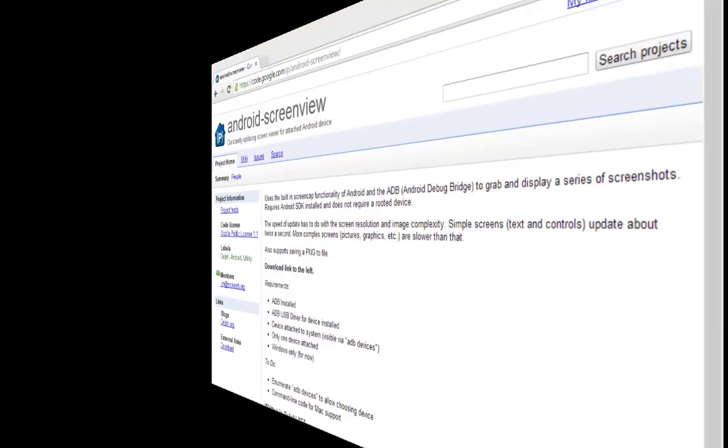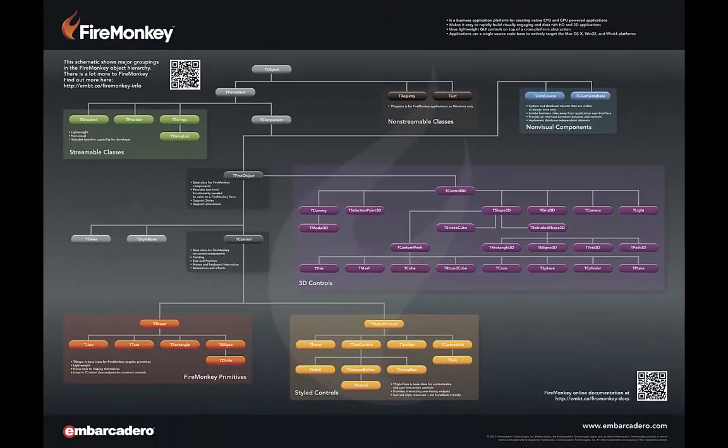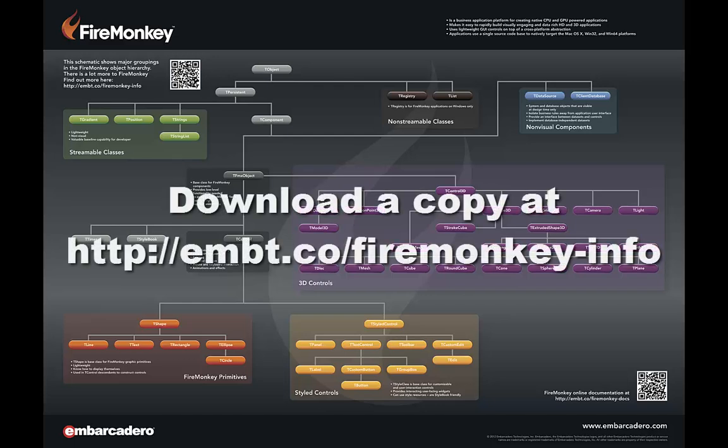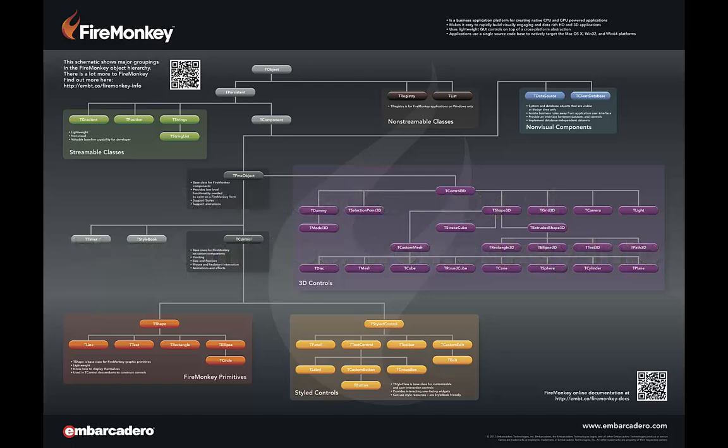Where can you find the component diagram flowchart? Maybe they're talking about the FireMonkey chart. There's a PDF somewhere. I'll try to find the URL. But if you just look for FireMonkey poster or FireMonkey poster PDF, if that's what they're talking about, component diagram. I'm guessing that's probably what it is.